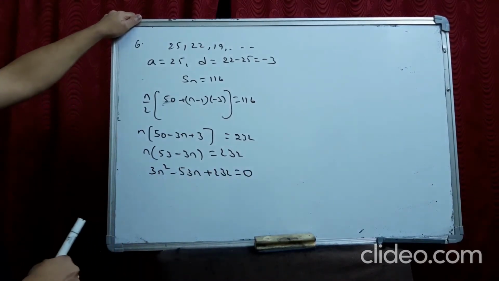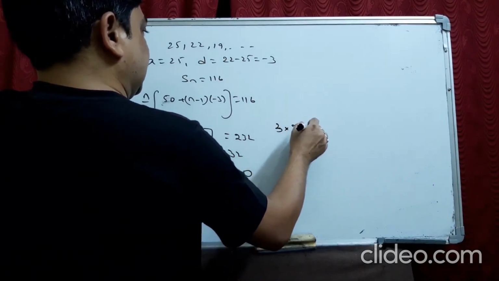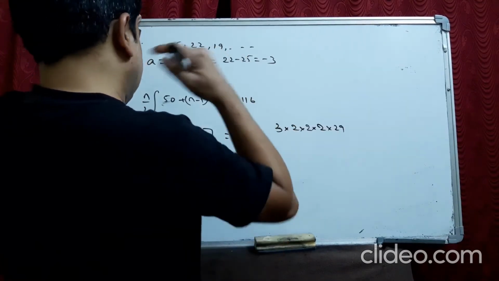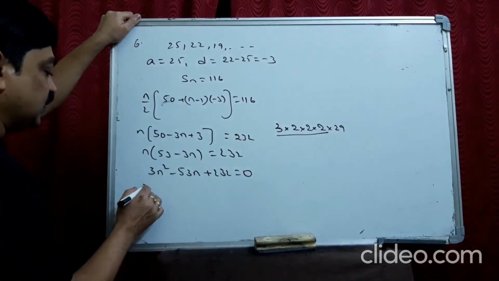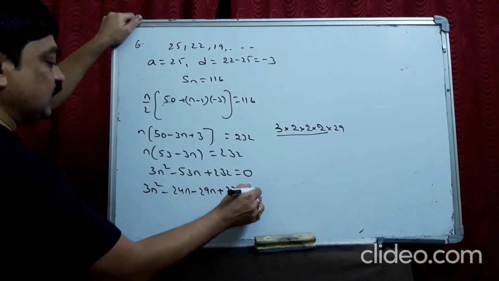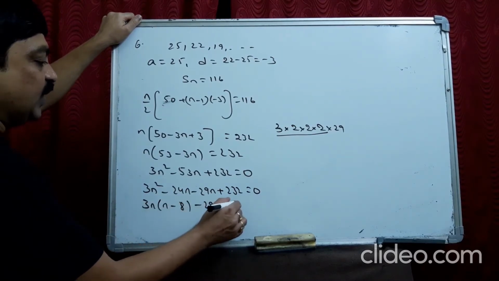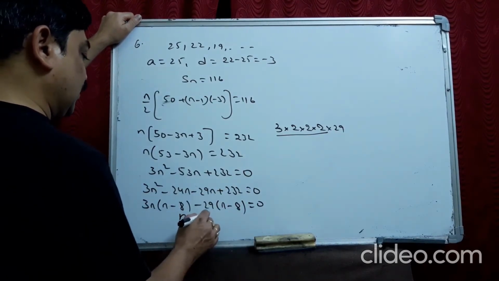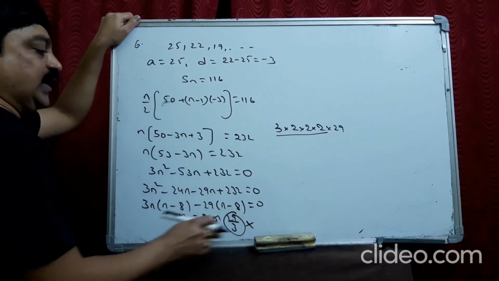Let us factorize this. Let us see 3 into 232. 3 into 232, 2 into 116, 2 into 58 and 2 into 29. So we need 53. So 24, 29, correct. So 3n square minus 24n minus 29n plus 232 is equal to 0. 3n if I take common n minus 8, minus 29 if I take common n minus 8. Yes, correct. So n is equal to 8 or 29 by 3. Fraction cannot be taken for n values, so we take n is equal to 8.